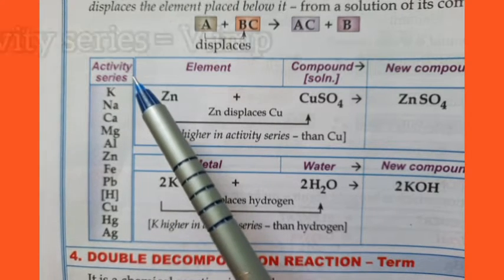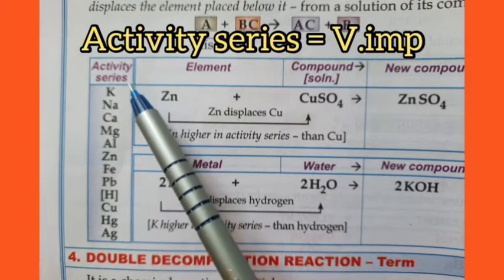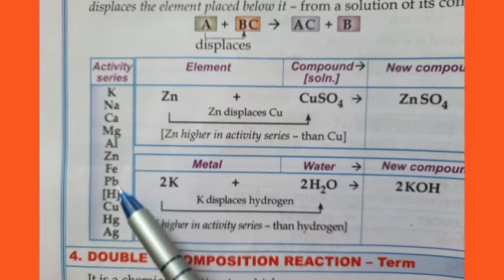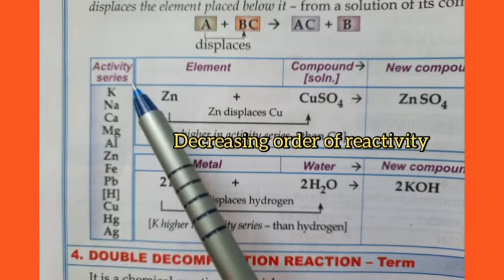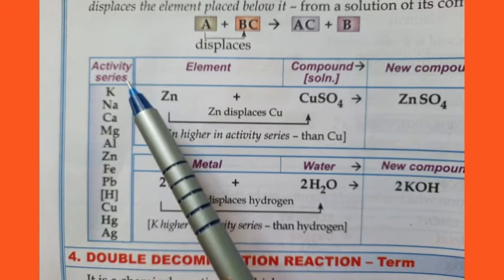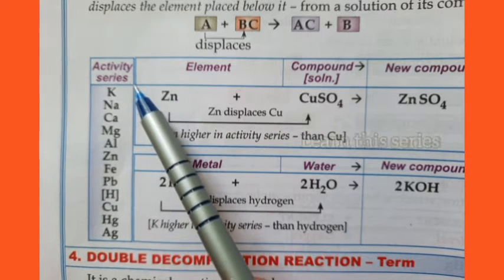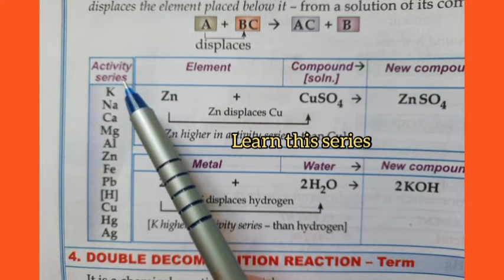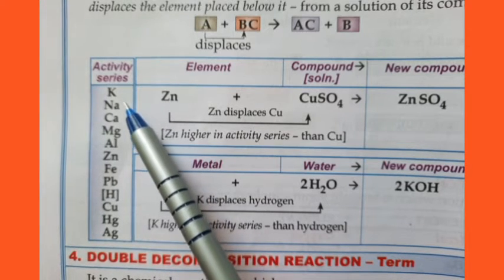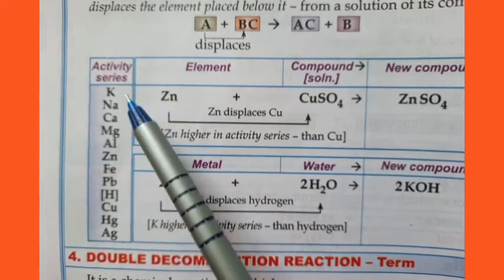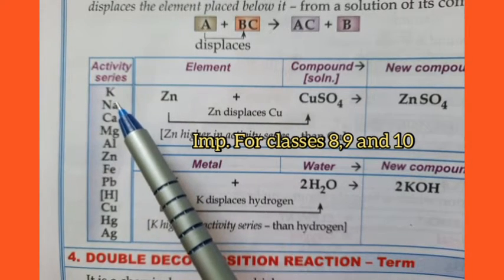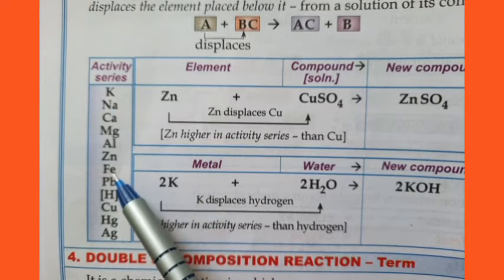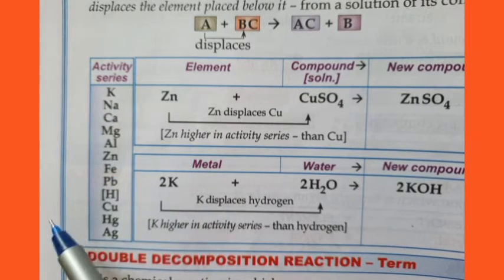So do remember, the activity series is a series in which metals are arranged in decreasing order of reactivity. I repeat again, and you can repeat the video if you want. Define activity series: it is a series in which metals are arranged according to decreasing order of reactivity. The metals which are highly reactive are above, and the metals which are least reactive are below.